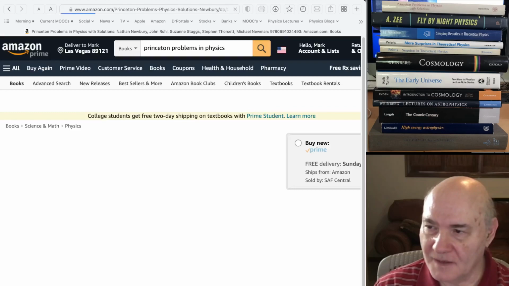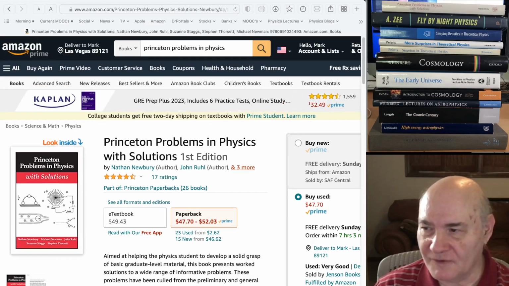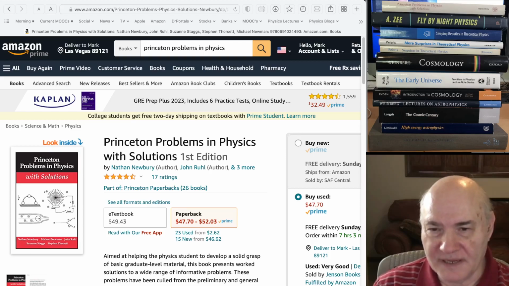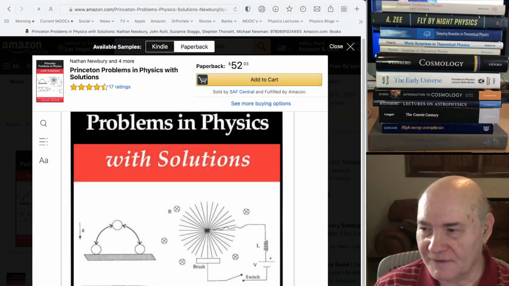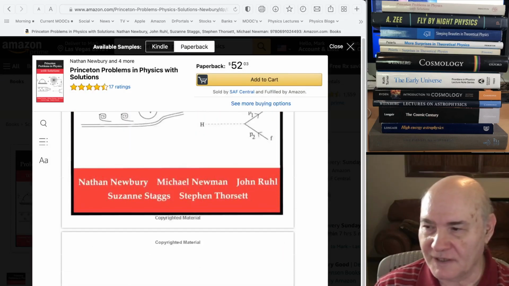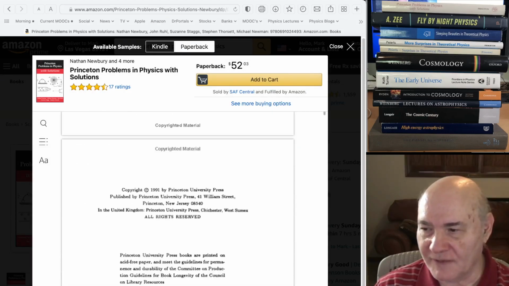Finally, there are many, many problem books in physics. This is an old one that I have for PhD candidates, qualifier exams at Princeton. I definitely recommend getting one of these books. You can get this one or you can get another one. This is a famous one.